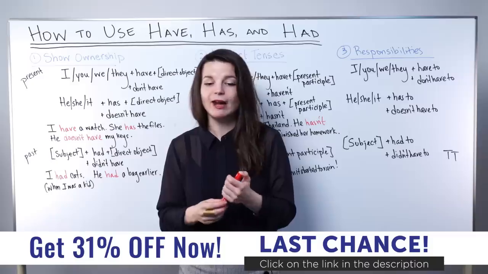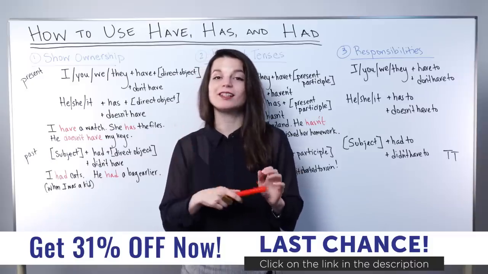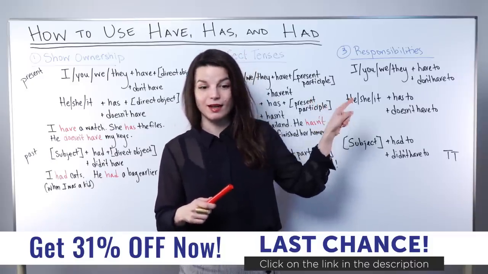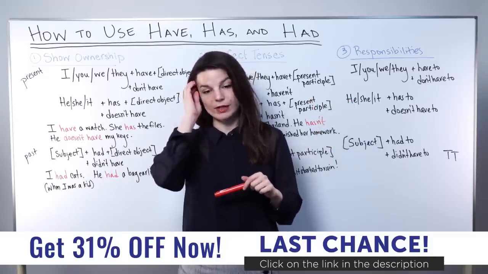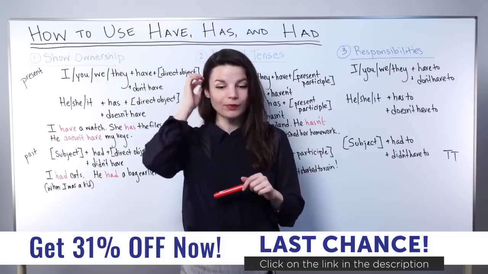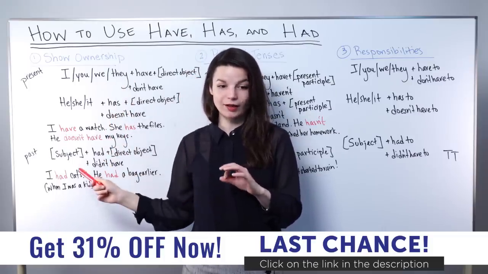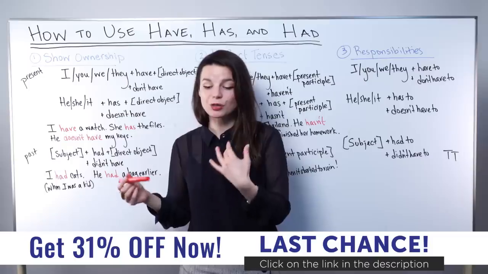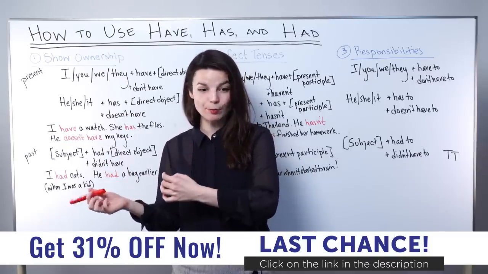Juan says, how about have got in American English? I'm going to talk about that in part 3. Have got is used to talk about responsibilities. Okay, so that is the first part of our lesson, reviewing how to use have to show ownership.